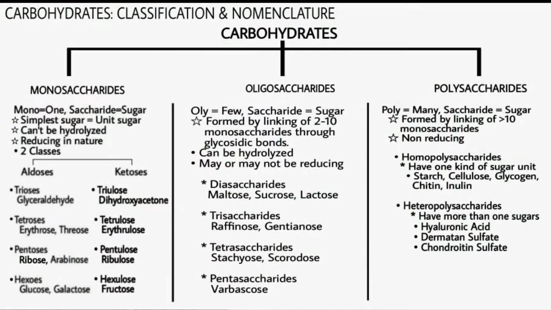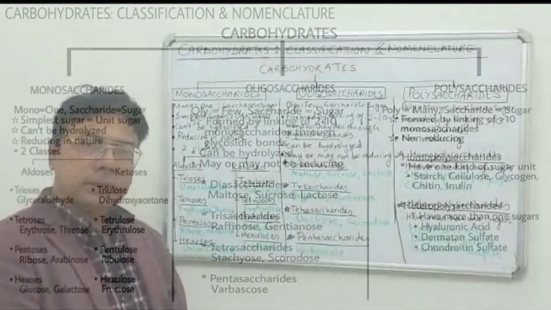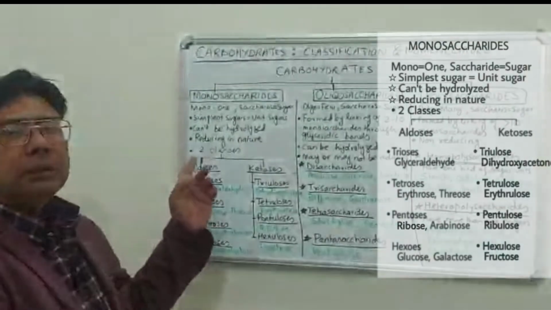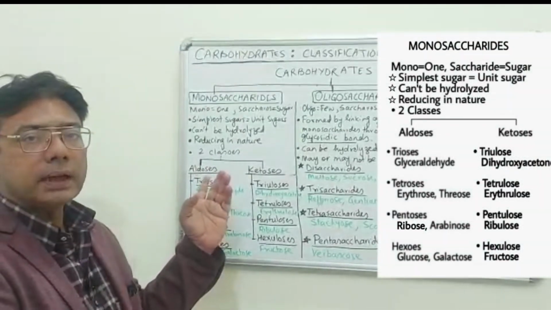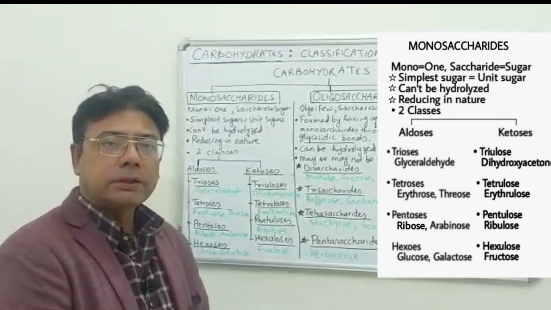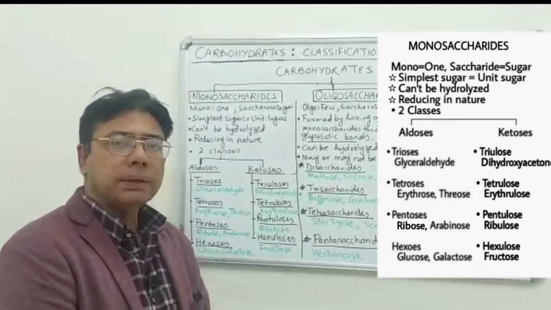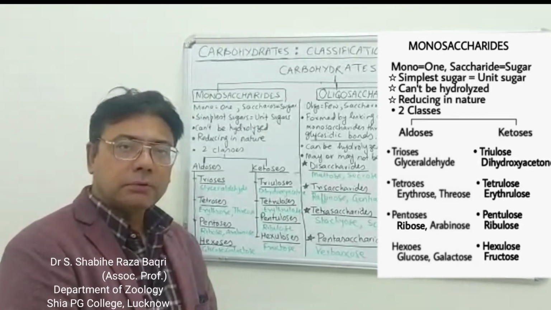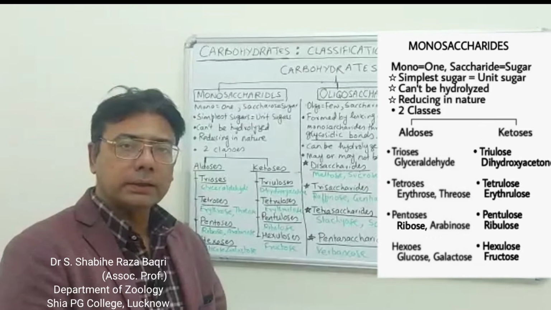So first, let us see the classification of carbohydrates. Carbohydrates are classified into three major classes. First is monosaccharides, second is oligosaccharides, and third is polysaccharides. Monosaccharides, as the name implies, mono means one and saccharides is derived from the word saccharose, that means sugar. So they are the simplest sugars. They are unit sugars which are used to form all other kinds of sugars.